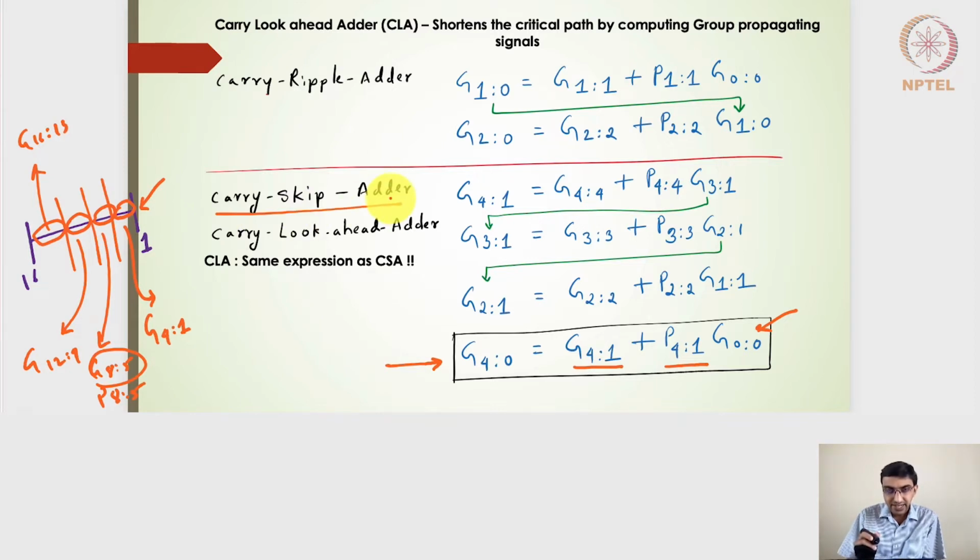What the carry skip adder additionally does is use these expressions and implement them in the form of a multiplexer. It uses a multiplexer to skip some of the computation: based on the group propagate signals, it skips the other computation and just passes into the next carry out.